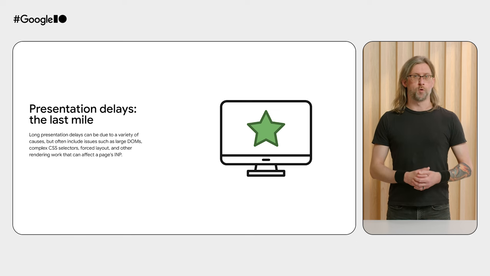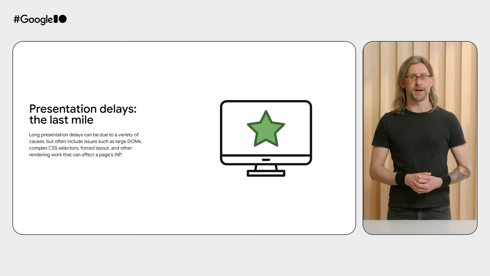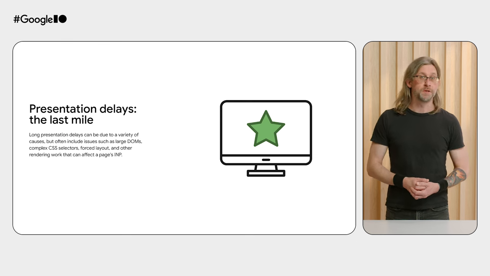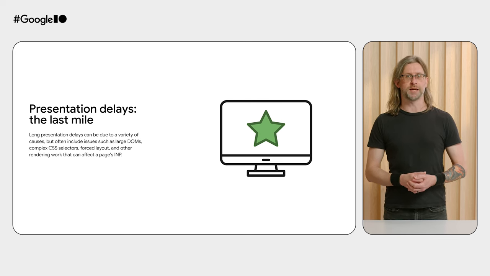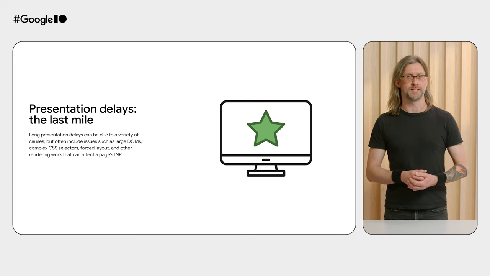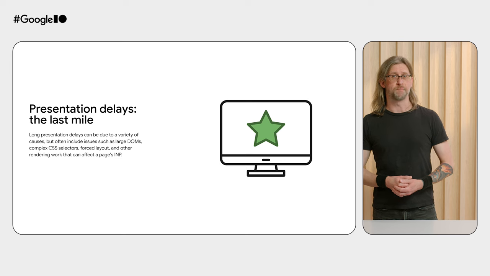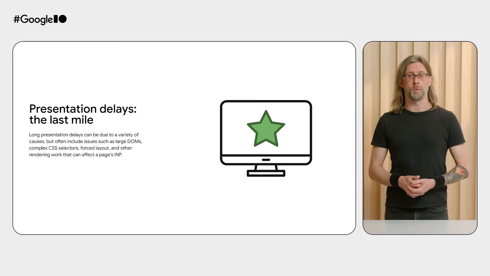The last mile for an interaction is the presentation delay, which is the duration between when an interaction's event handlers finish running up until the browser updates the user interface to show the visual result of the interaction. An example of this might be if a user clicks on a button to open a flyout menu, code runs in an event handler that changes CSS properties, which updates the page layout to reflect the menu's open state. This work takes some time, sometimes too much time, and that's something you'll want to look out for as well.